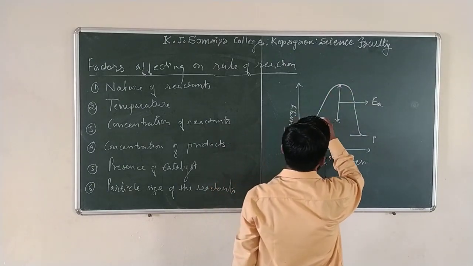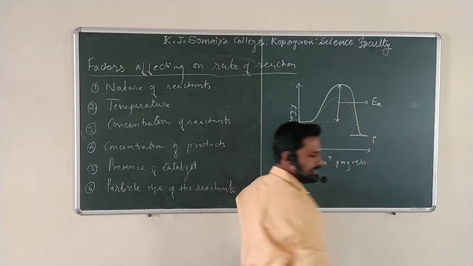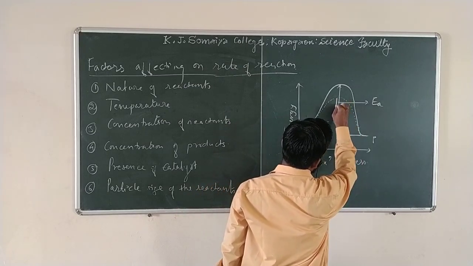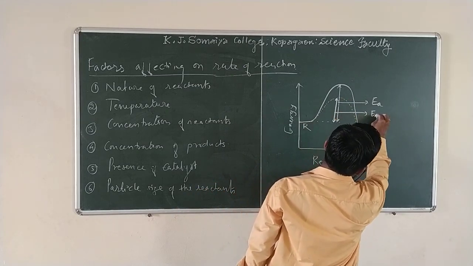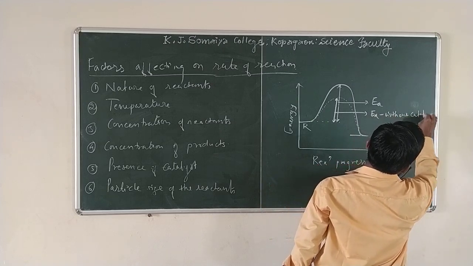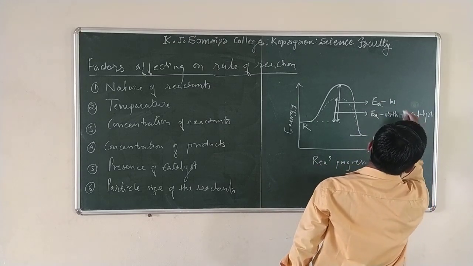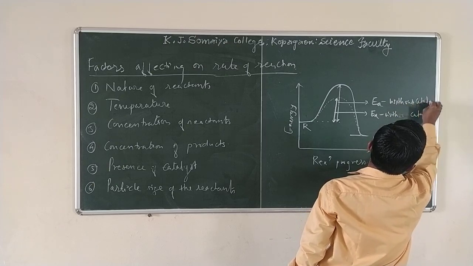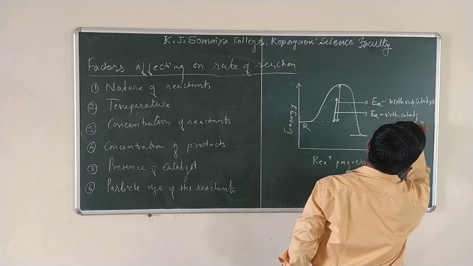By adding the catalyst, what will happen? As we know, a catalyst is never involved in the chemical reaction, but it alters the rate of reaction. How does it alter it? By changing the energy of activation. Changing the energy of activation means decreasing the energy of activation. Sorry, this is with catalyst, and this is without catalyst.